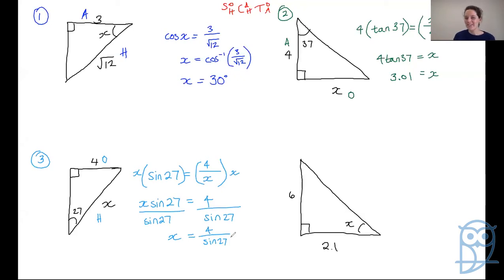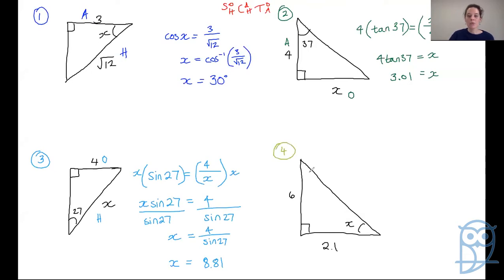And again, you've got a fraction even on your calculator. So 4 divided by sine 27, you can plug it in. And then you're going to get x equals 8.81. So if this triangle's in meters, your answer would be 8.81 meters. So you're always checking the units that are given in the question for your answer.